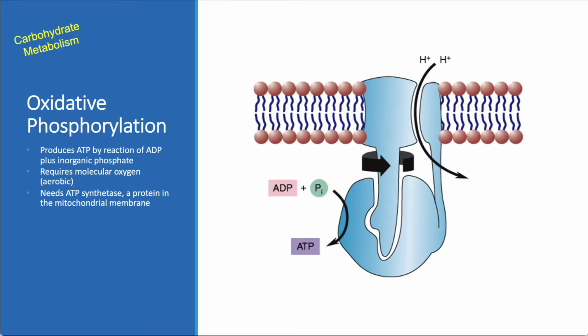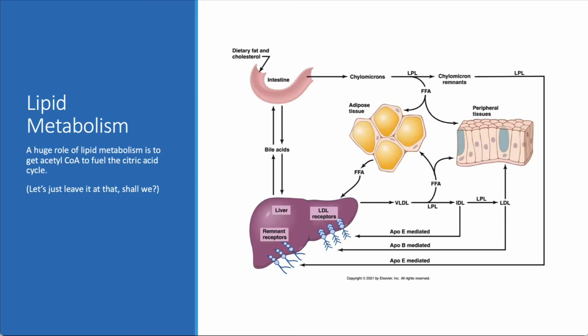Oxidative phosphorylation is another method that your body can use. This is also aerobic, and it produces ATP by reaction of ADP plus a phosphate ion. In order to do this, it needs a catalyst called ATP synthetase, which is a protein that's in the mitochondria. So guess where most oxidative phosphorylation happens? In the mitochondria.